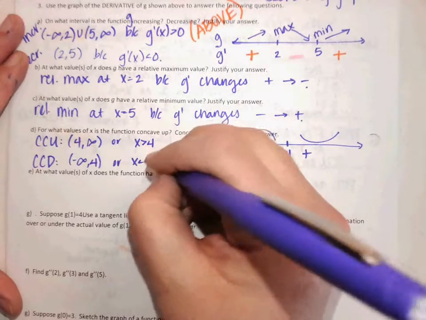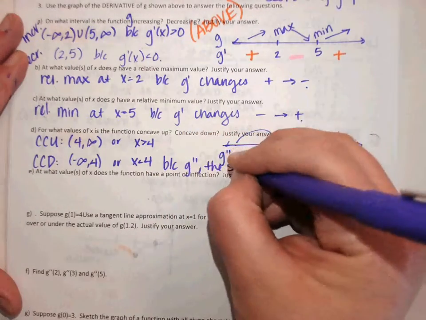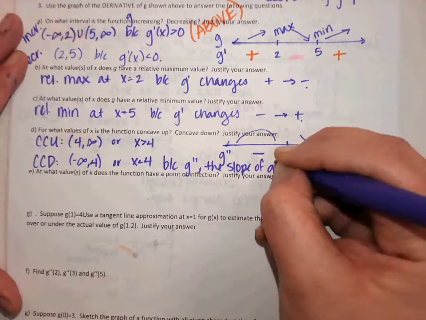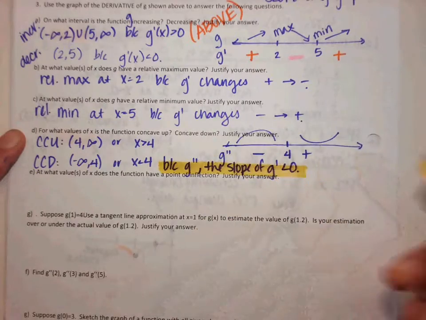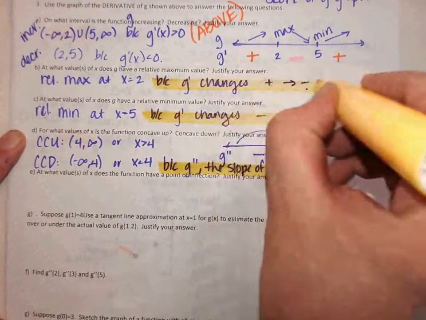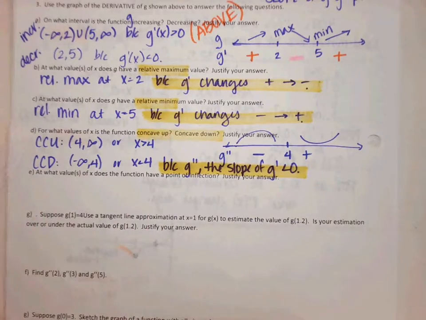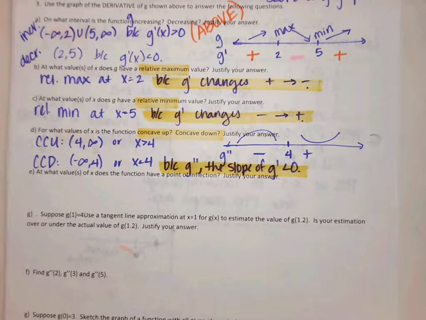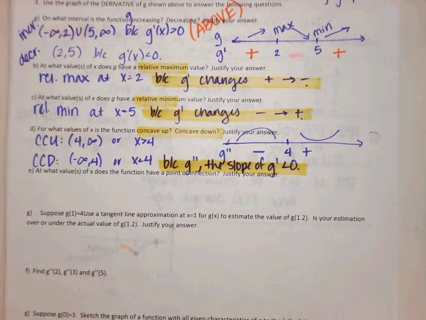Because g double prime, the slope of g prime, is less than 0. Now, how would I adjust that response for concave up? Yeah, you just change it to a greater than. So I'm going to highlight the becauses, because tomorrow or on Tuesday it might make it easier, maybe underline it so that you remember. That's because of this justify right here. Explain is the same thing.